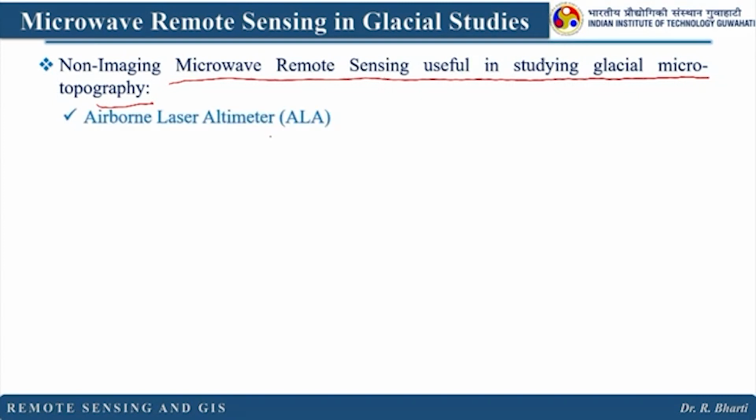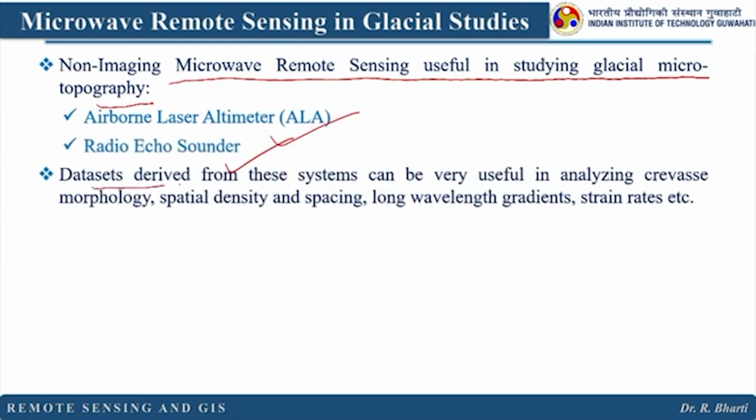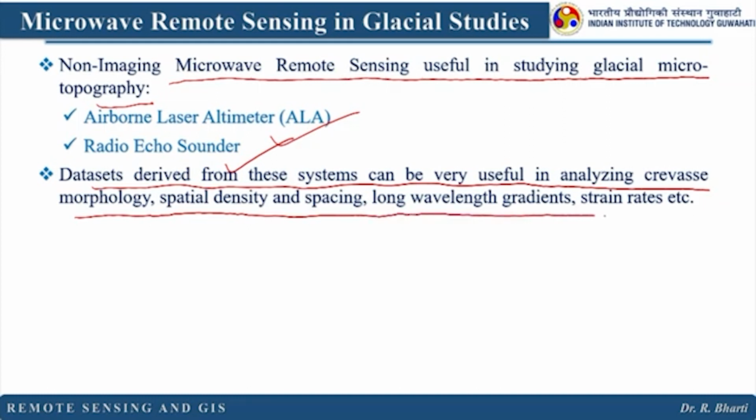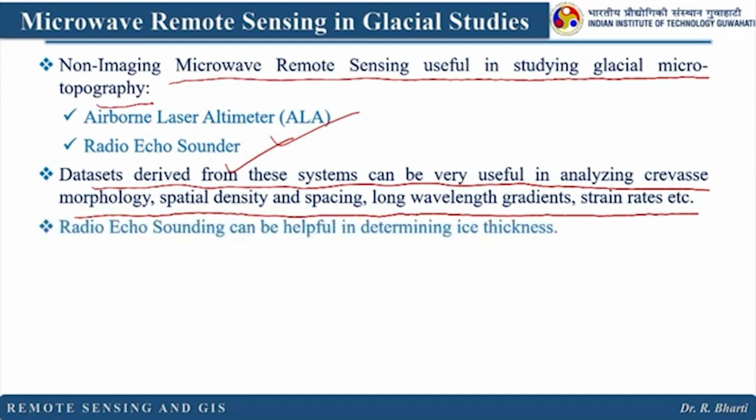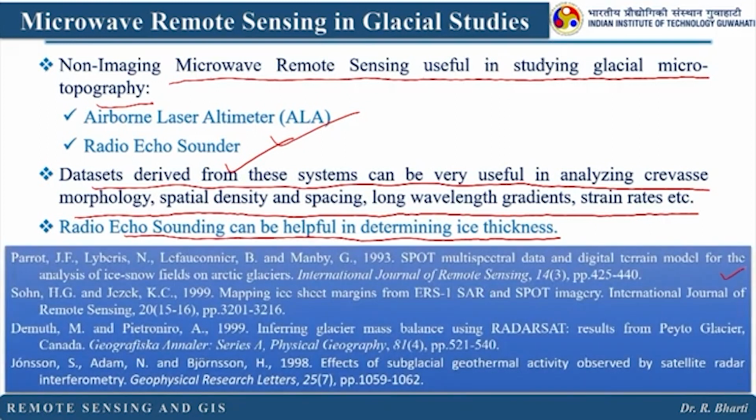Here an airborne laser altimeter is used, and a radio echo sounder is used. Data sets derived from these systems can be very useful in analyzing crevasses, morphology, spatial density and spacing, long wavelength gradient, strain rates, etc. Radio echo sounding can be helpful in determining ice thickness. So now you can see we are thinking not only about the surface but also the volume. These are some selected references which you can go through if you are interested in glacier related studies. These are very good publications, you can have a look.